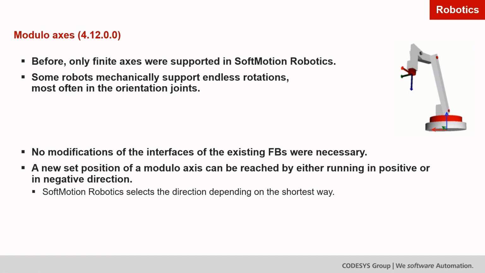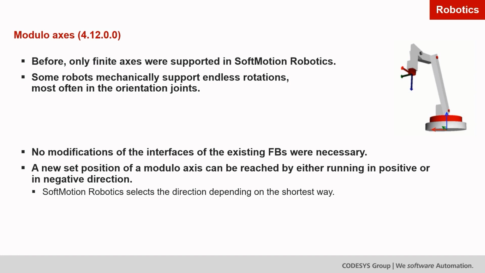A key improvement in robotics has been made by supporting modular axes. Until now, SoftMotion robotics had only supported finite axes. That means axes with a limited position range. In practice, however, one sometimes encounters kinematics that also require endless axes. Here in this model, this could be the axis at the base, for example, if it is mechanically designed that way, and quite often the hand on top allows an unlimited rotation around the blue axis here. The new algorithm supports this by using the shortest path to plan the position of the modular axis.